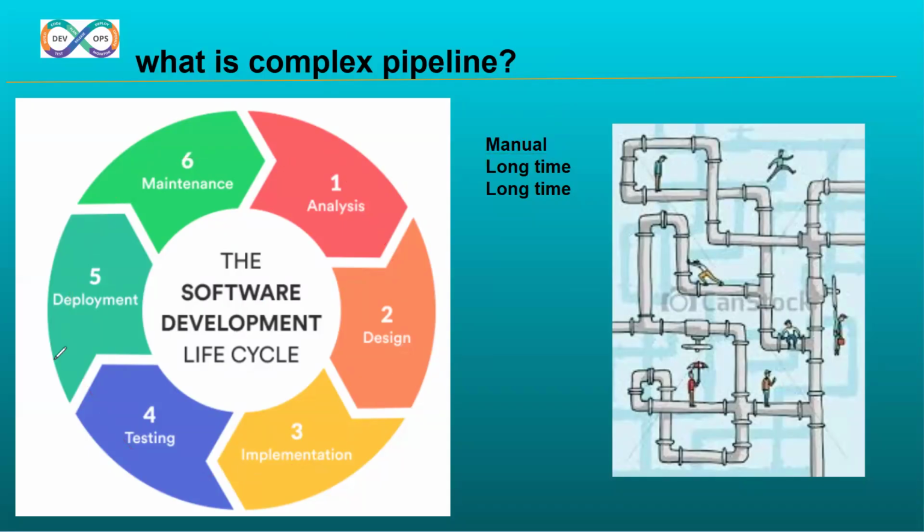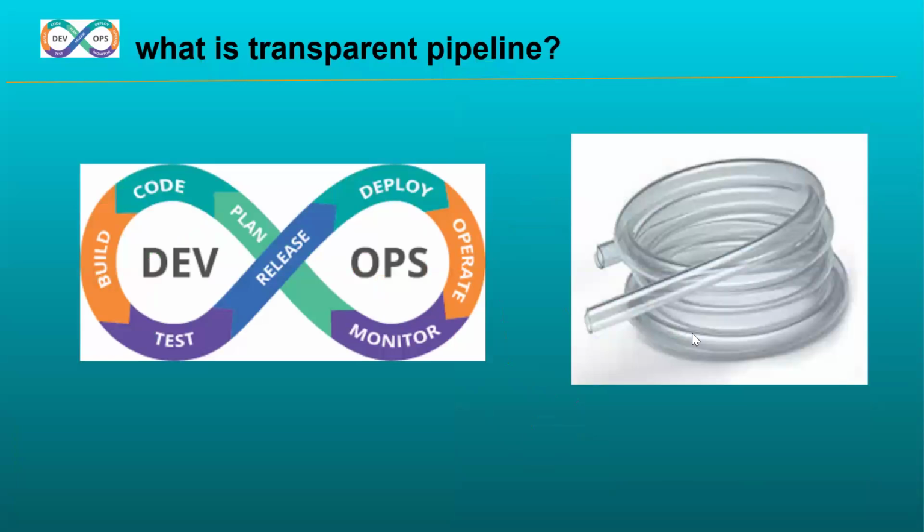Due to this manual process, if we get an issue or any problem in the middle of the process, identification will take a long time. Resolving the issue will also take a long time. That means the cost will increase, the quality will decrease, and the customer is not satisfied. That is the reason we are going to replace the complex pipeline with a transparent pipeline.